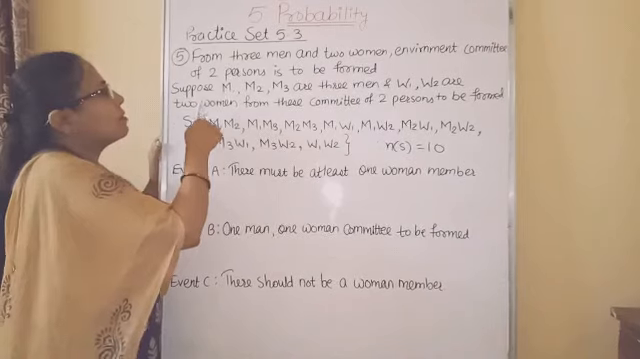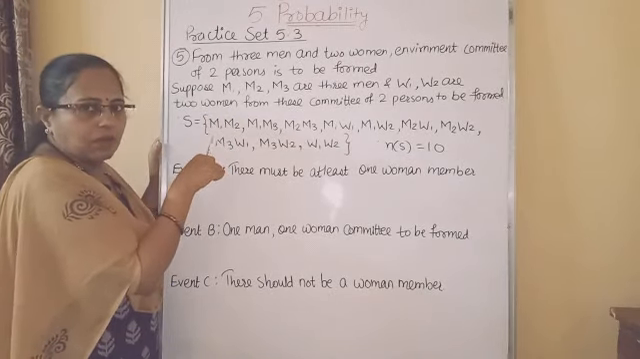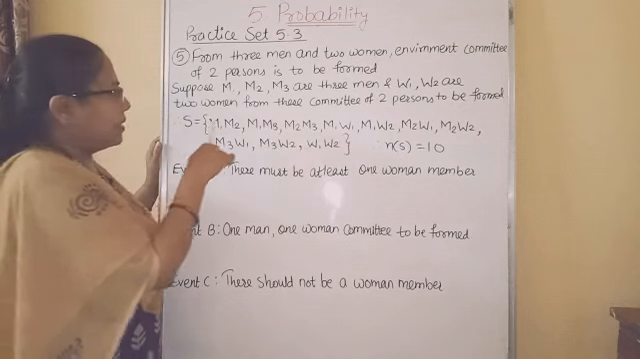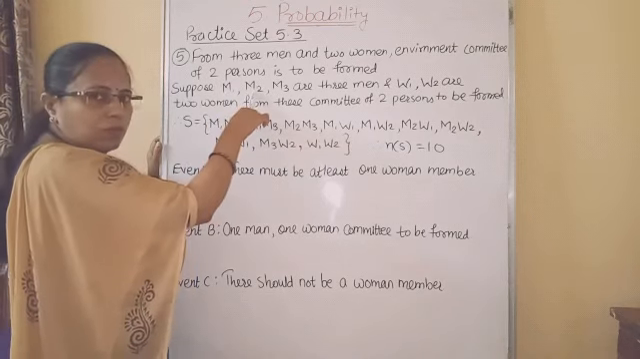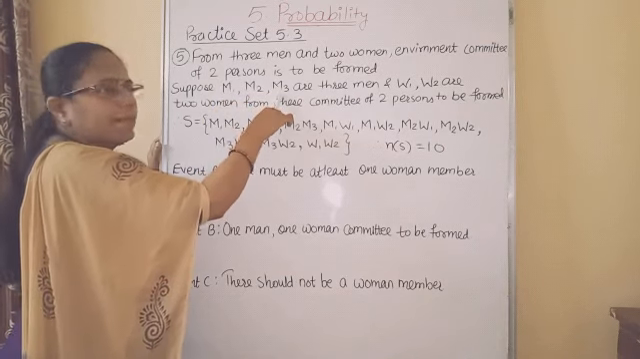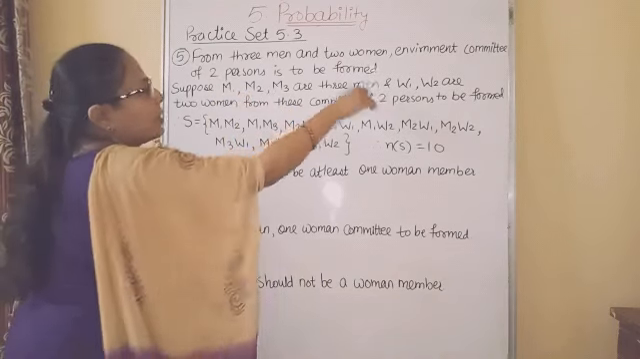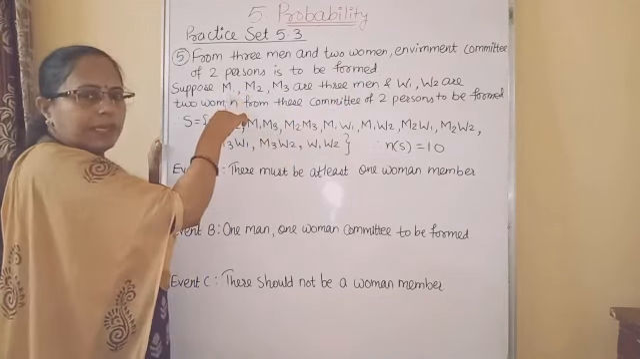Students, if you form the committee with this sequence, you will never make a mistake. Okay, again see how I make the committee: M1, M2. M1, M3. Then M2, M3. Then I took 1 man and 1 woman. First I took the first man.